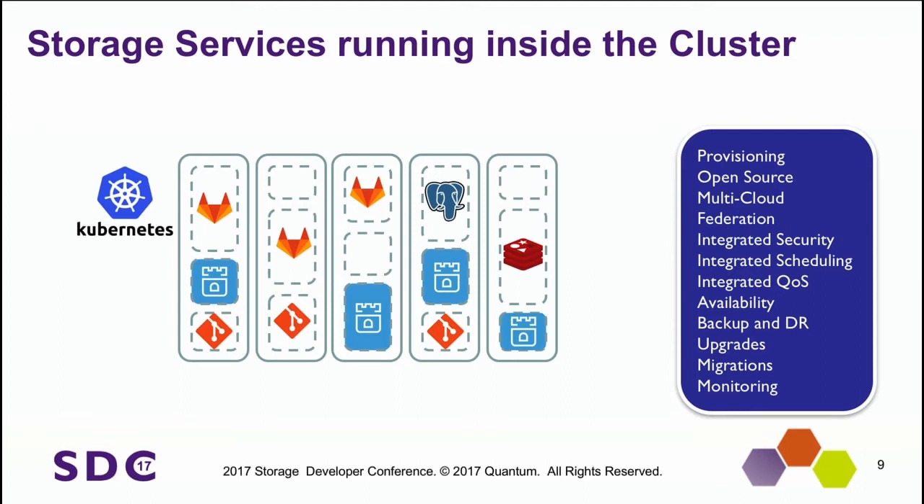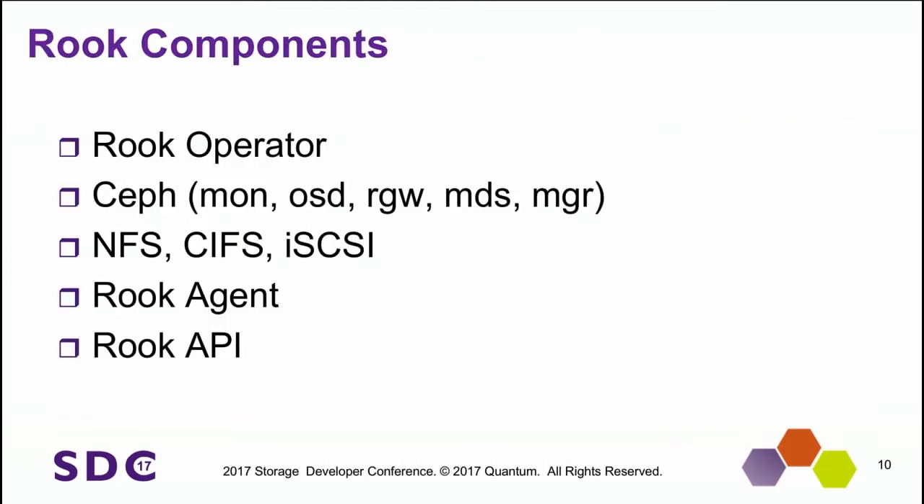Okay. So we think this is a really big win. The components of Rook, we have the Rook operator I mentioned already. The various Ceph components, I just listed 5 of the major ones. In some configurations, we have storage presentations in NFS, CIFS, and iSCSI.